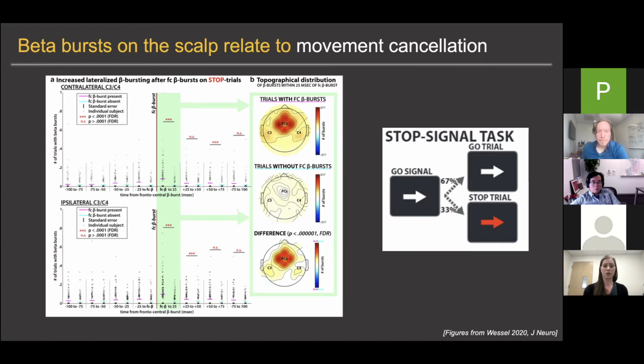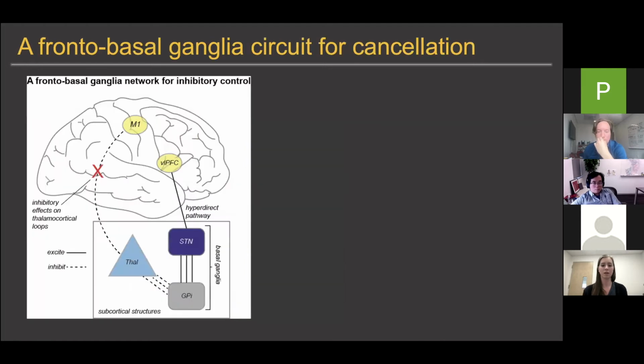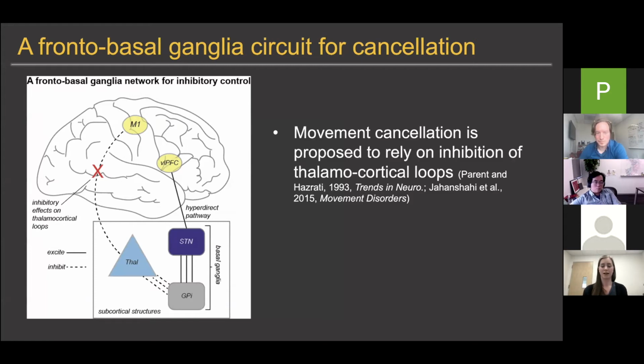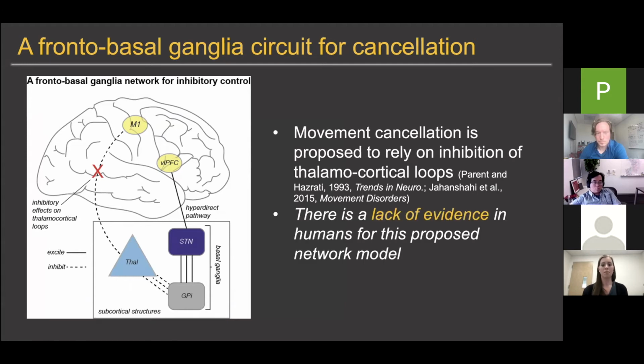So this study was really interesting and sort of began to paint a picture of what's happening and what role beta bursts on the scalp might play during movement cancellation. But of course, by its nature, this study can't tell us anything about the key subcortical players during movement cancellation and what's happening with beta bursts in those regions. Like Jan has already described, of course, we know that regions like the STN and the thalamus are extremely important for the success of movement cancellation. And it's been proposed that this downstream net inhibition of the thalamus upon thalamic cortical loops is what allows for movement cancellation to occur. But there's currently somewhat of a lack of evidence in humans for this proposed network model.